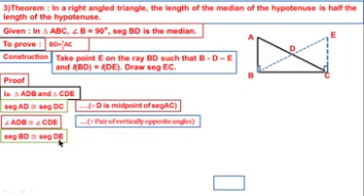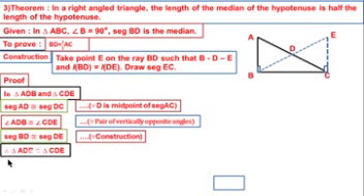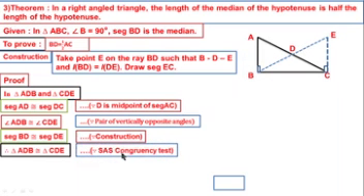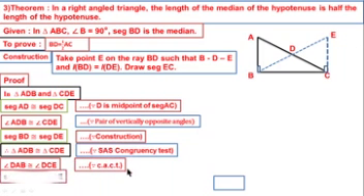Segment BD is congruent to segment DE by construction, and therefore triangle ADB is congruent to triangle CDE by side angle side congruency test. Angle DAB is congruent to angle DCE, corresponding angles of congruent triangles.